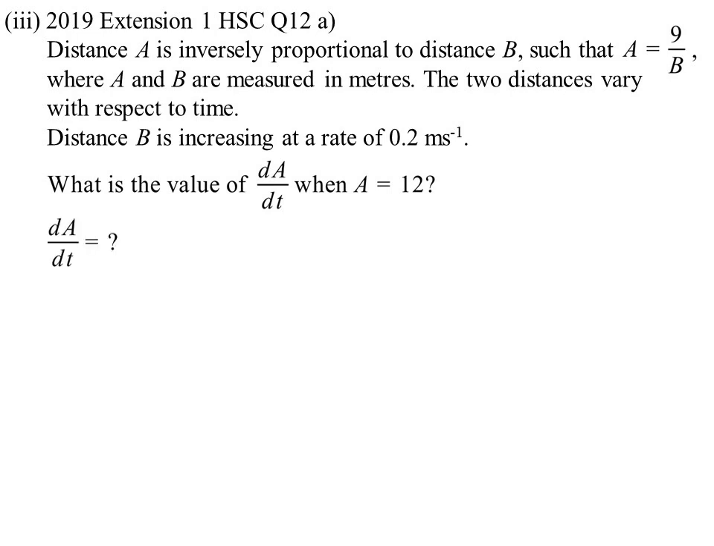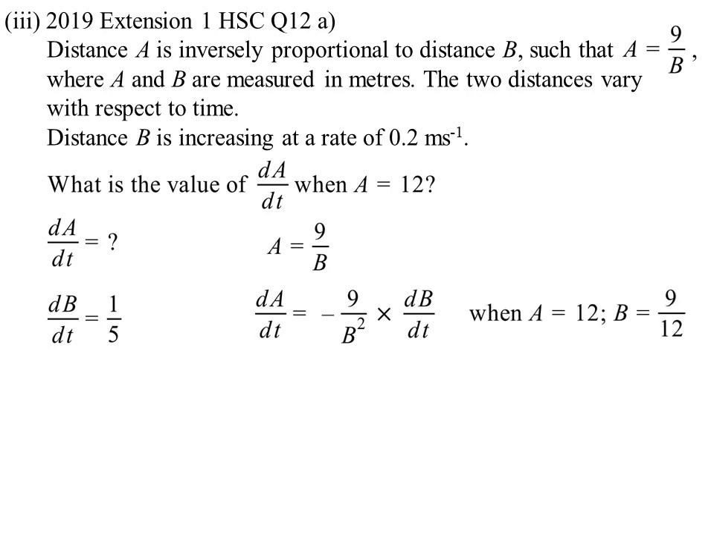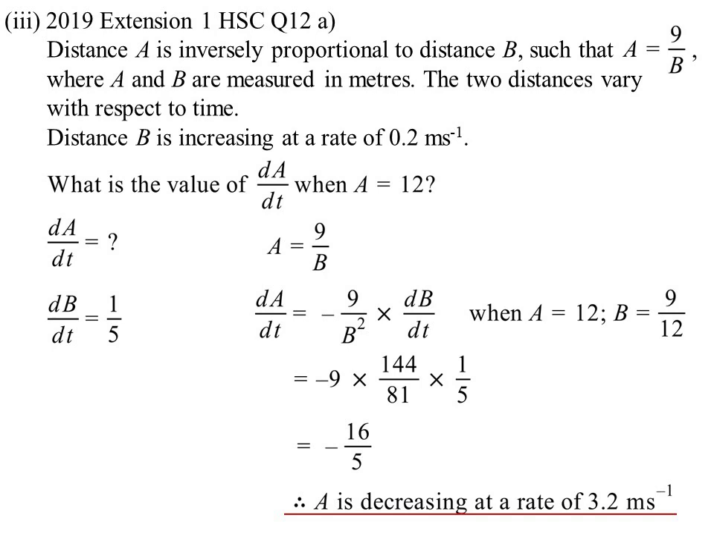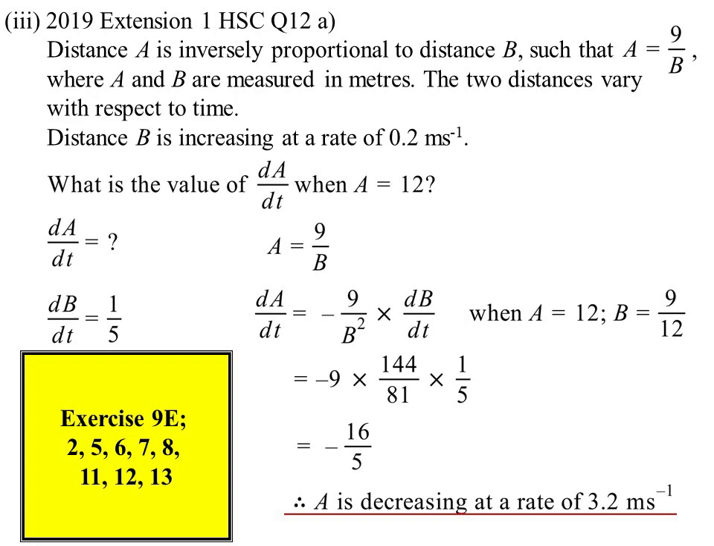Okay, we want to find dA/dt. We've been given dB/dt. I've been given a relationship between A and B. I should be able to find the link between these two of dA/dB. I think that's the one we need to find. The A is 9 over B, so dA/dB would be minus 9 on B squared. Now when A is 12, B is 9 on 12. Subbing all that information in, we get minus 16 on 5. Okay, so we have our rate decreasing at a rate of 3.2 meters per second. Woo, that'll do us.